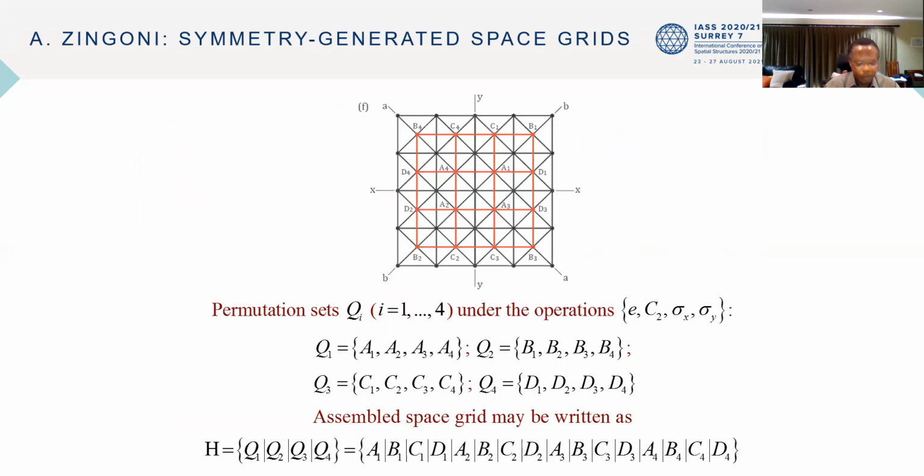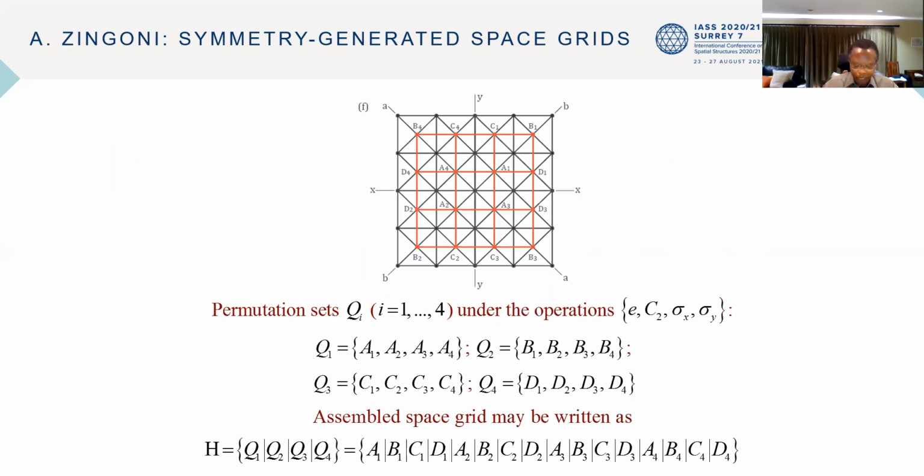The grid shown in this figure is generated by permuting the representative basic units A1, B1, C1, and D1 through the 4 symmetry operations of group C2V. The permutation sets are Q1, Q2, Q3, and Q4 as indicated in the figure, which when combined give the assembled double layer space grid H.